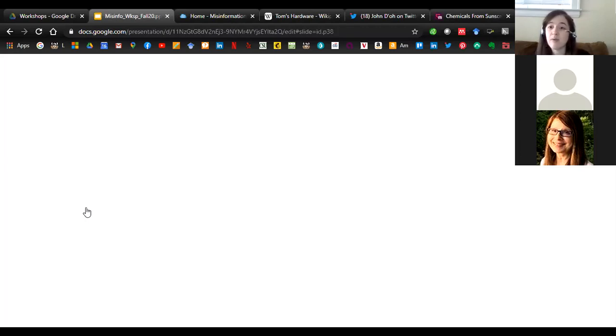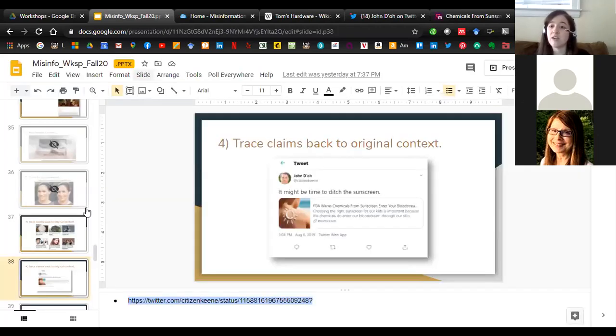That's a really great way to do things like, if you're seeing something claiming this is a picture of an event that happened, it's a good idea to see if you can do a reverse image search of that, because sometimes you'll see that actually that happened in a totally different country at a totally different time. So you want to double check those things.